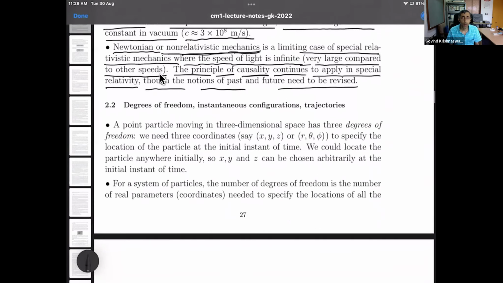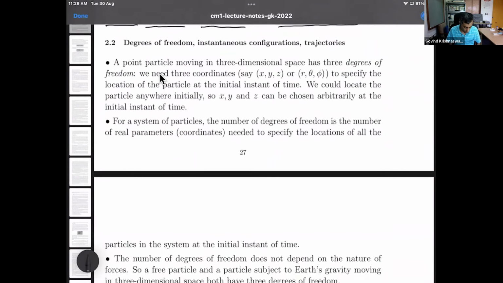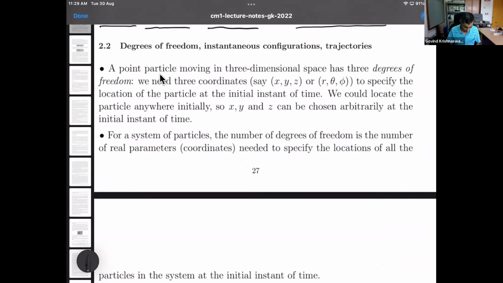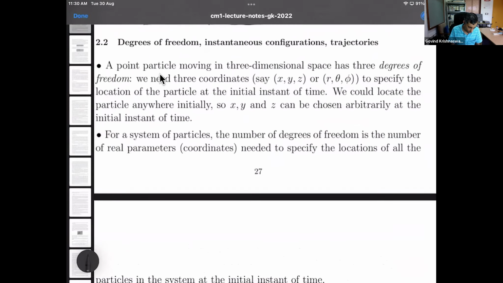Okay, so now let me come to other important concepts, namely the degrees of freedom of a system, the concept of instantaneous configurations and trajectories. All right, so these are all technical terms which I wish to introduce. Let us begin with an example: a point particle moving in three-dimensional space.